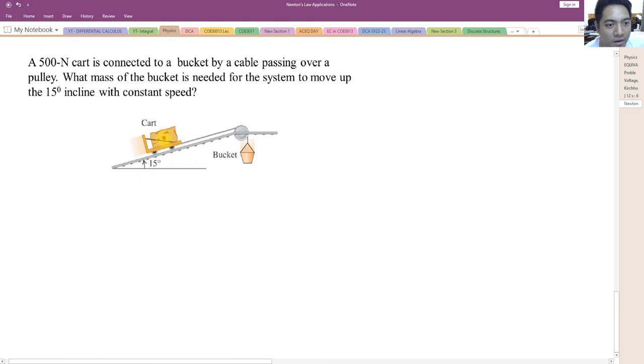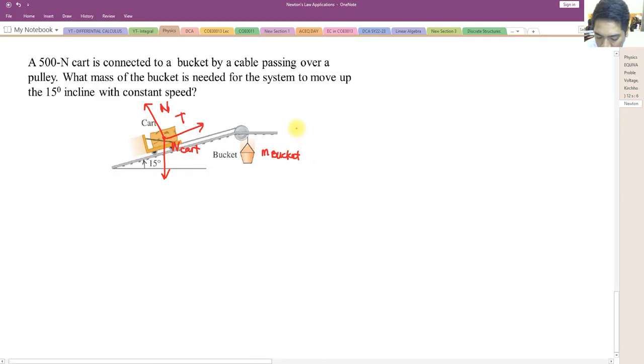We have the cart, we have the weight of the cart, we have the normal force on the cart, and of course we have a tension in the cable because it's connected to a cable. And the one that is being asked is what should be the mass of the bucket needed for the system to move up the 15 degrees incline with constant speed. So meaning the bucket should have a constant speed.